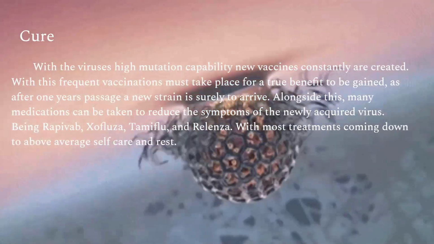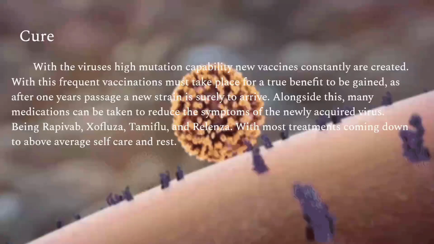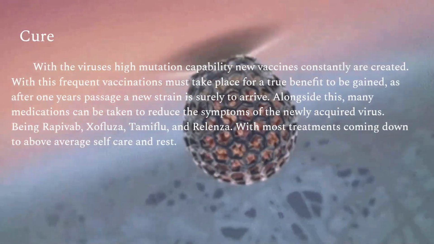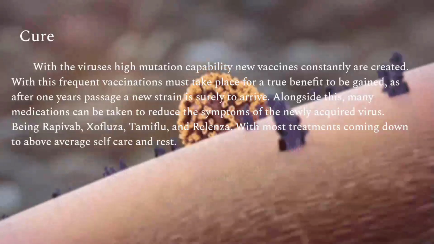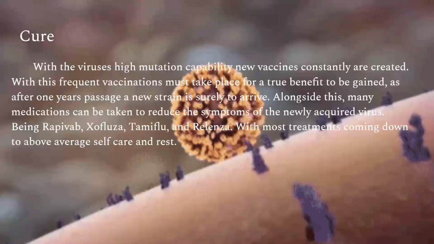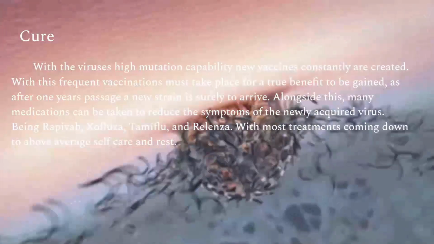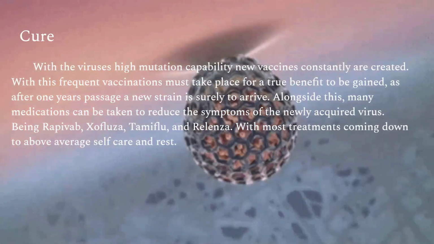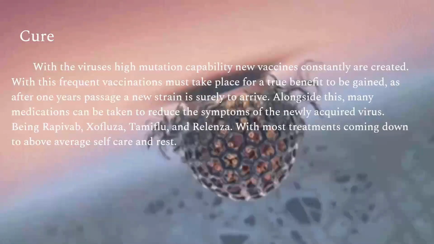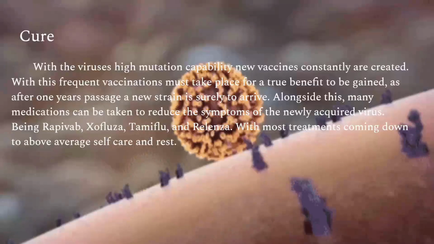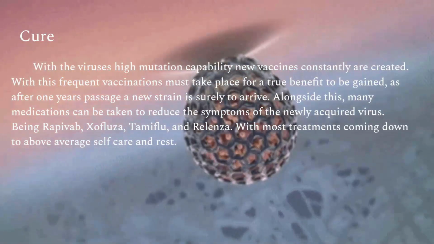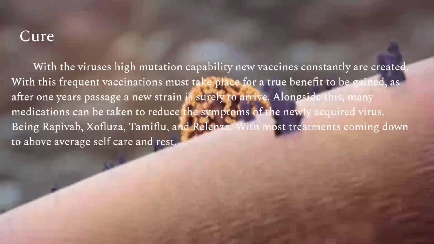Cures. With the virus's high mutation capability, new vaccines are constantly created. With this, frequent vaccinations must take place for a true benefit to be gained long term, as after 1 year's passage, a new strain is sure to arrive. In fact, within one of the articles I read, it said something about more than 2 new vaccinations being needed per year because of how frequently it mutates. Alongside this, many medications can be taken to reduce the symptoms of the newly acquired virus, which are displayed there, and I will not attempt to pronounce them, with most treatments coming down to above average self-care and rest, being mostly hydrating frequently and laying down.